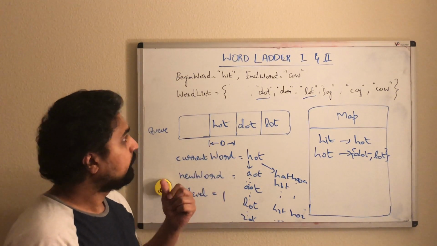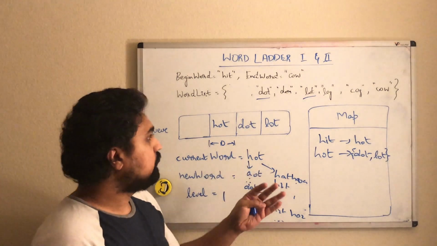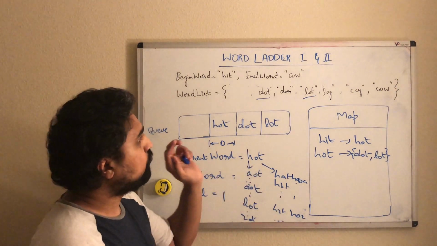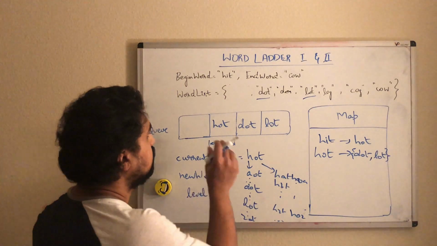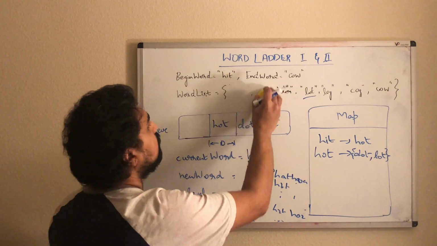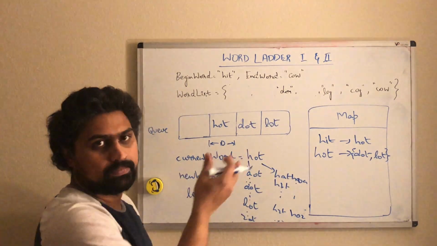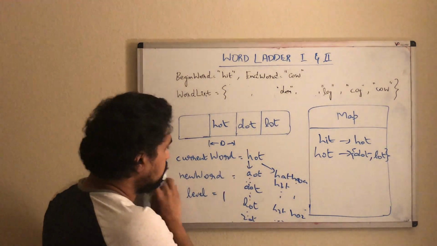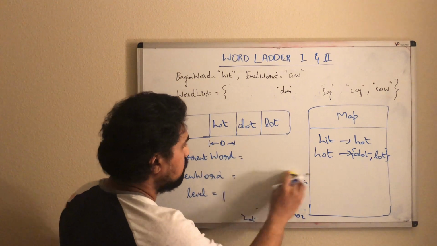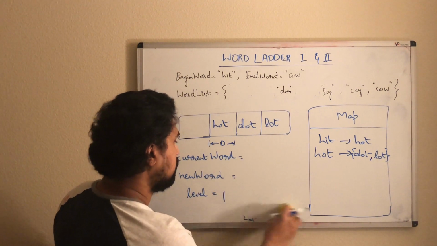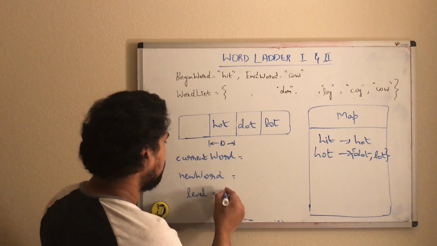So now what we'll do is, before we move to the next level, we shall remove all the words that have been marked as visited, that is dot and lot. The reason is, once again, we don't want to revisit them, so we shall remove them from the word list. Now we are done processing this level, so we shall move to the next level 2.